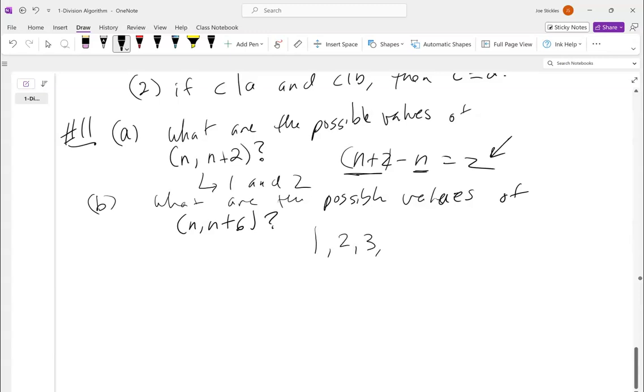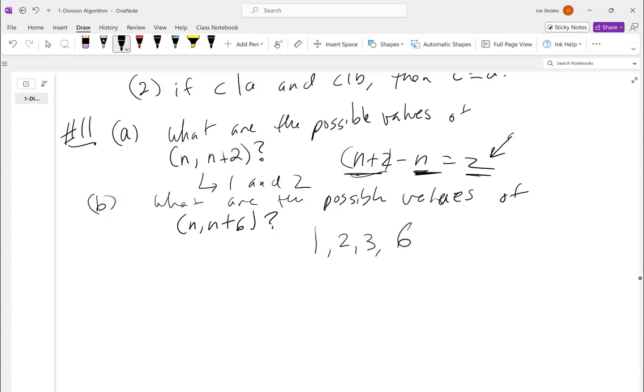Okay, 1, 2, 3. If we use the same argument that we had here, we know that if it divides this and divides this, then it's going to have to divide that, right? So it had to be the divisors of 6, correct? It's going to have to divide the 6. So 1, 2, 3, and 6. Yeah, exactly right.